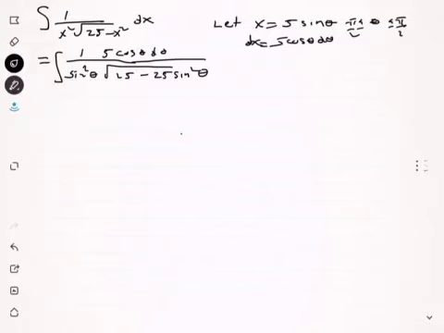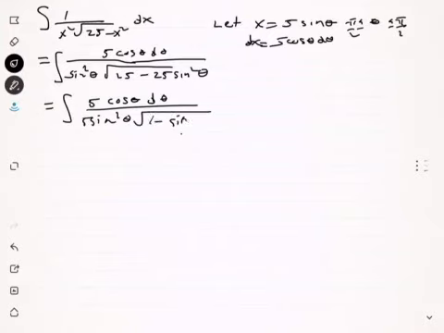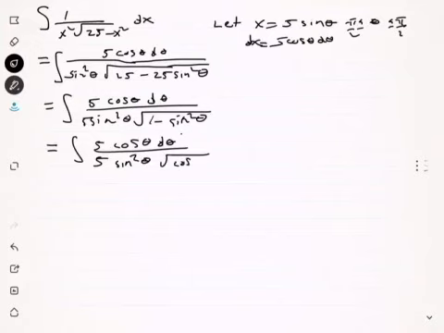Okay, I'm going to go ahead and erase that one. So after that we get 5 cosine theta d theta over sine squared theta times the square root. We can take a 5 out of the square root and we'll have 1 minus sine squared theta. Alright, for that 1 minus sine squared theta, we're going to put cosine squared theta, so we get 5 cosine theta d theta divided by 5 sine squared theta times the square root of cosine squared theta. And I'm just going to go ahead and erase those two 5's because there's no reason to have them there.